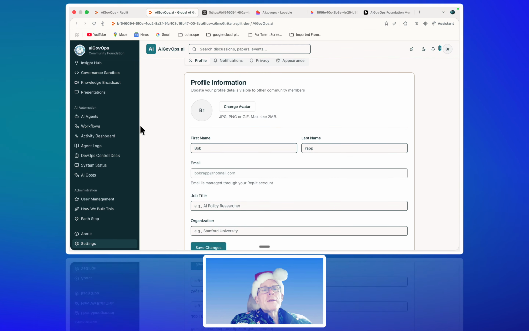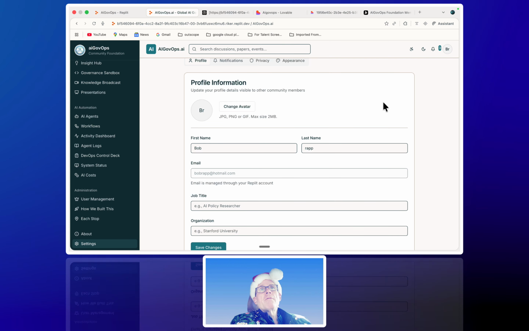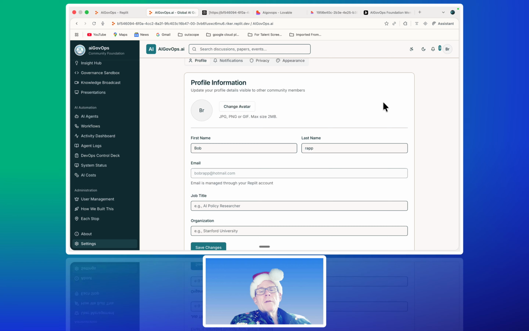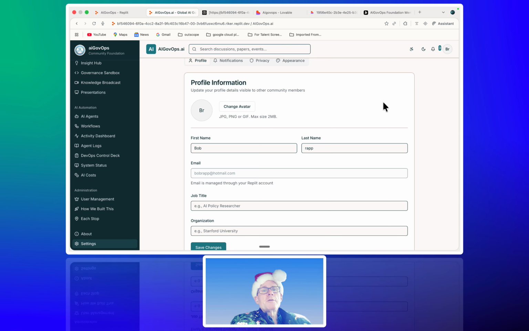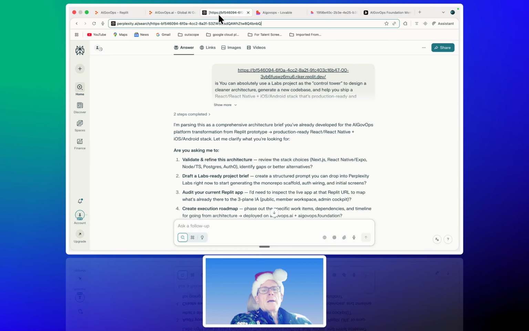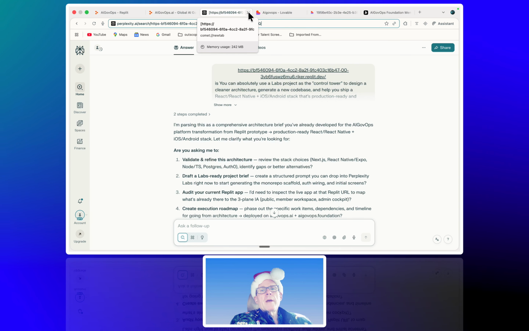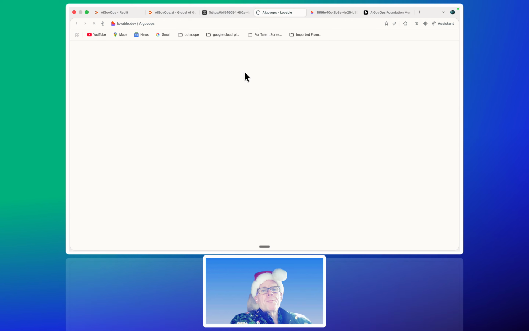Now, the hard part of this is that Replit is expensive. So this cost about $450 to build over the last 10 days or so. And by the way, Replit had a Black Friday week, so I was able to use the advanced models for like half price, which is cool. But then we said, how do we take this prototype and turn it into a production site?